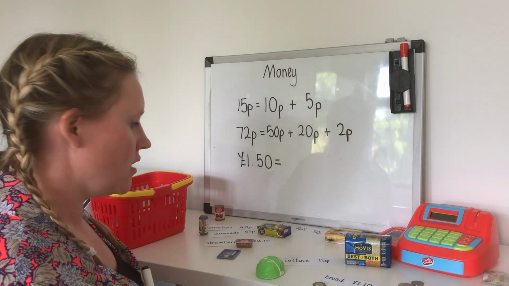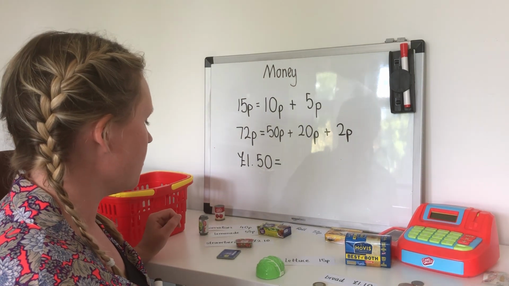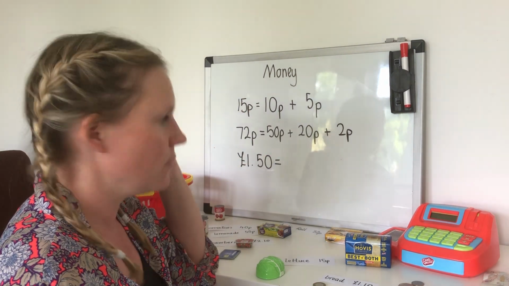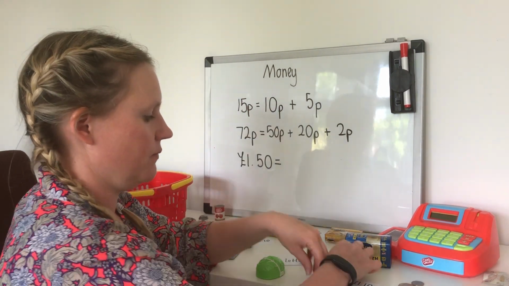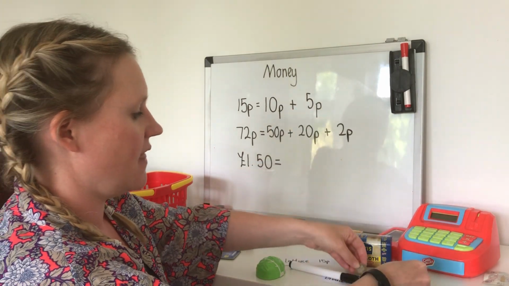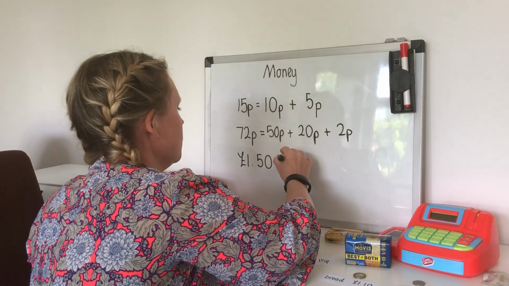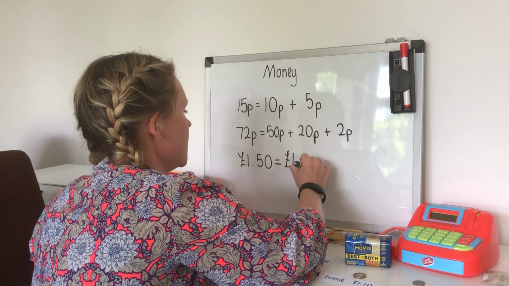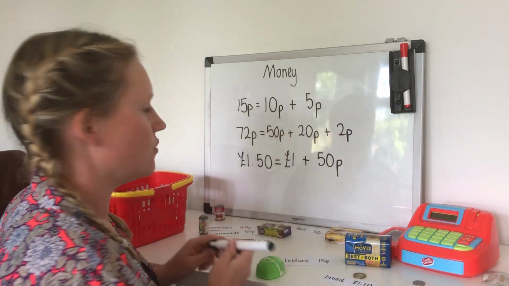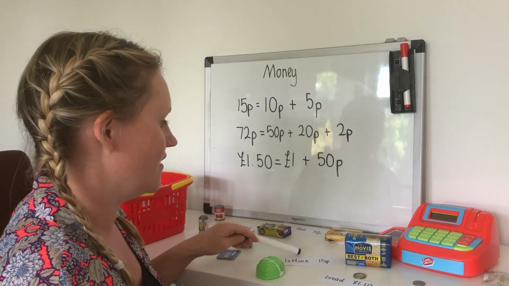And the final one is £1.50 for my chicken. So I need 2 coins, £1.50. So I need a £1 coin and a 50p coin, and that's it. So let's write that down. £1 plus 50p, which equals £1.50.